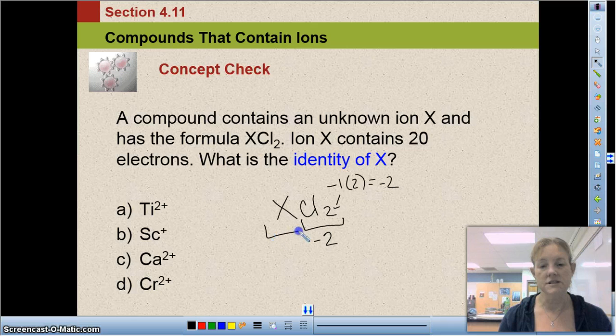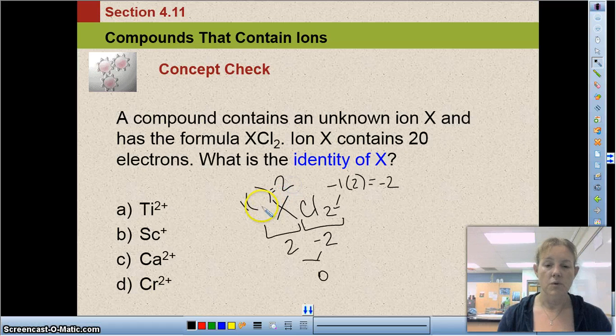So what must this element have? There's only one of that cation. So what charge must it be to balance off this -2? Well, we have to have a +2 to balance these out because we want our overall charge to be 0. So if I want this side to be +2, what must the charge on this X element be? 1 times what is 2? And the answer is 2. So we know that if we looked at X by itself in ion form, it would look like that.